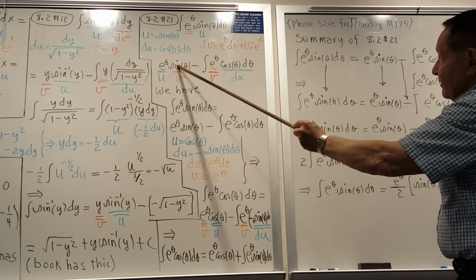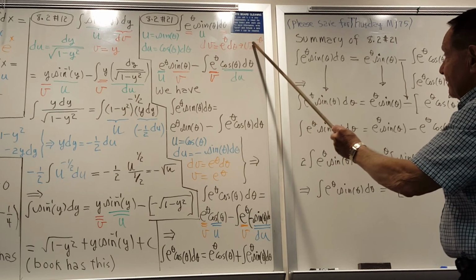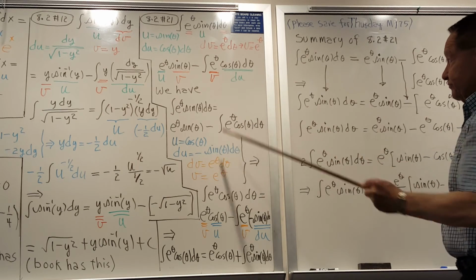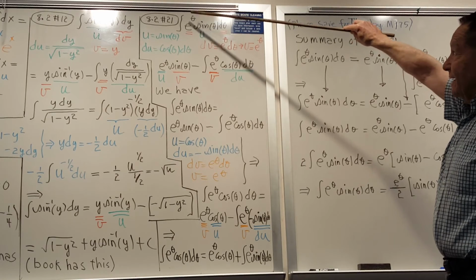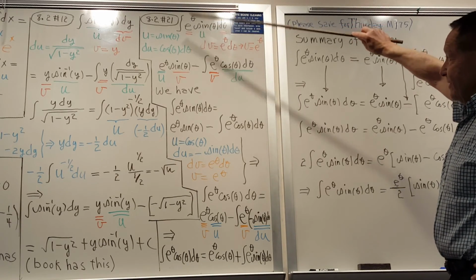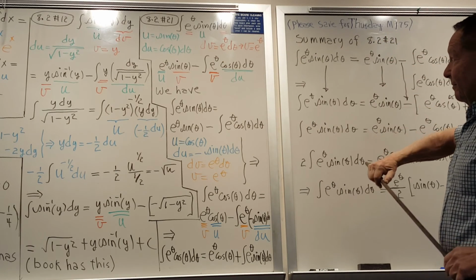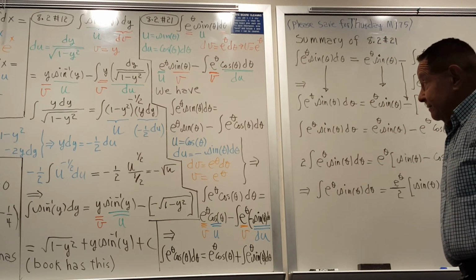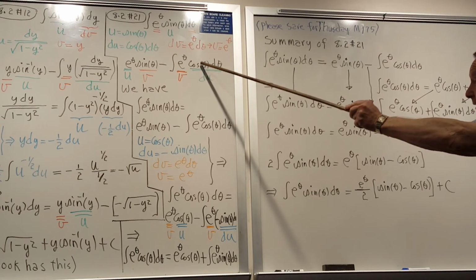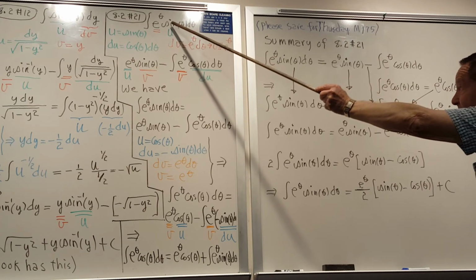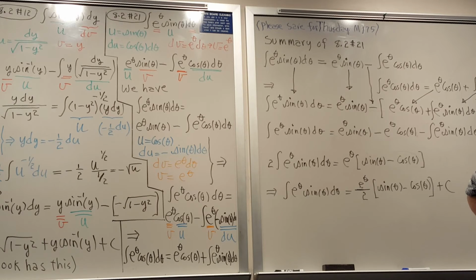So you have uv minus the integral of v du. So you've converted from the integral of e to the theta sine theta, pardon me, into e to the theta cosine theta. And the game is that if you will do this again, you'll get back to something that's e to the theta sine theta, and then you can solve for it.